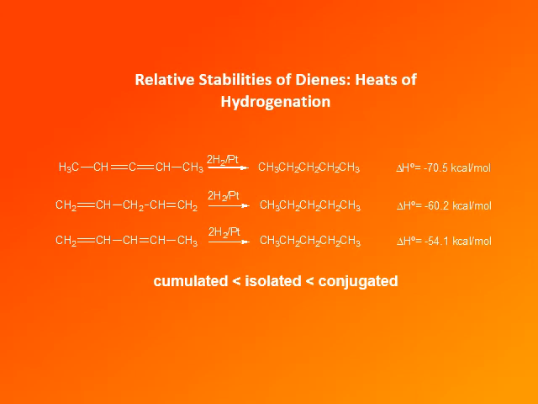In conclusion, overall stability of dienes increases in the order of cumulated, isolated, conjugated. We can consider isolated dienes to be default dienes. 2 double bonds behave as individual double bonds and they behave as if the other double bond was not present. Cumulated double bonds are considerably less stable than isolated double bonds, so there is a considerable increase in energy, while conjugated dienes are more stable.